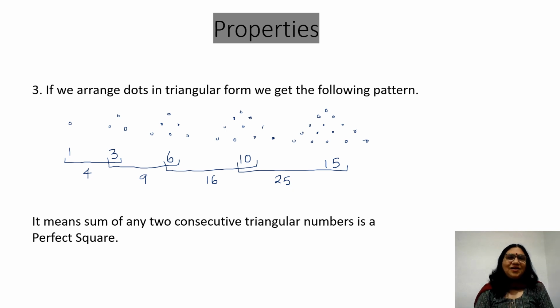So what am I getting? I am getting 2 square, then 3 square, 4 square, 5 square. It means the sum of any two consecutive triangular numbers is a perfect square. So you add any two triangular numbers, they have to be consecutive, then the number obtained will always be a perfect square. This is interesting.